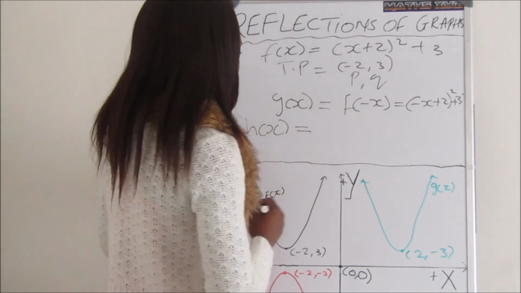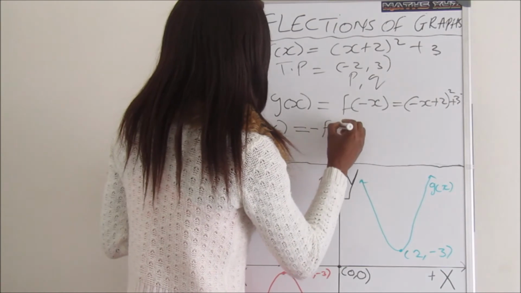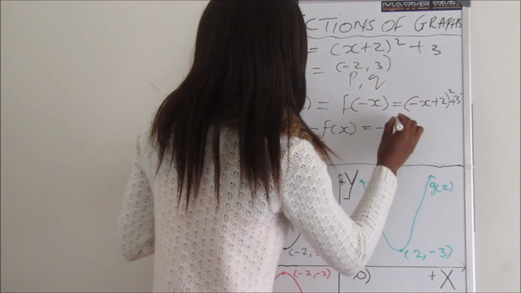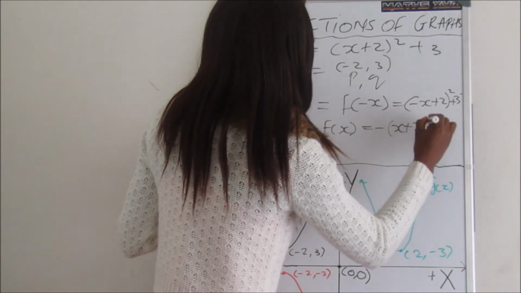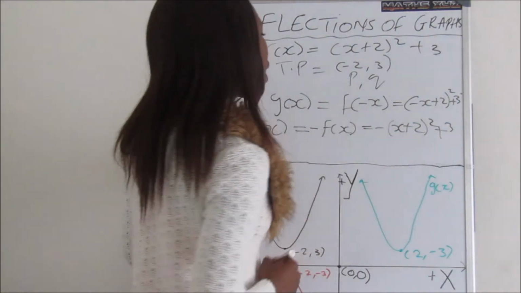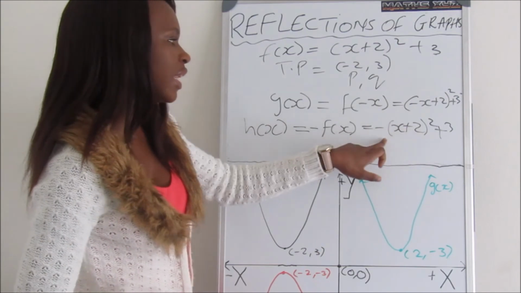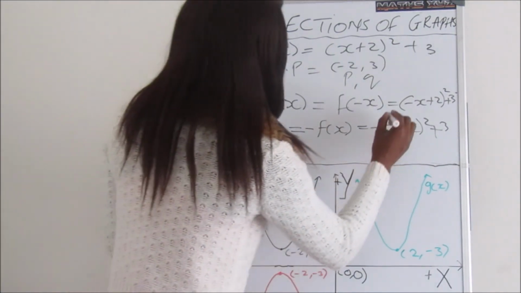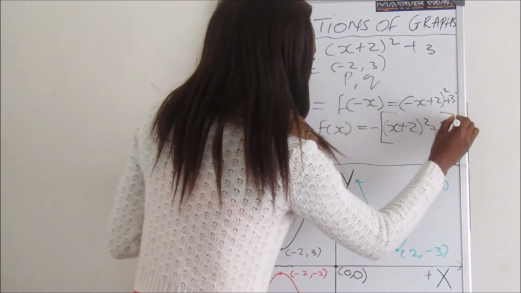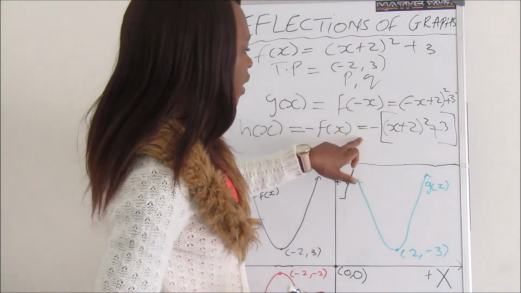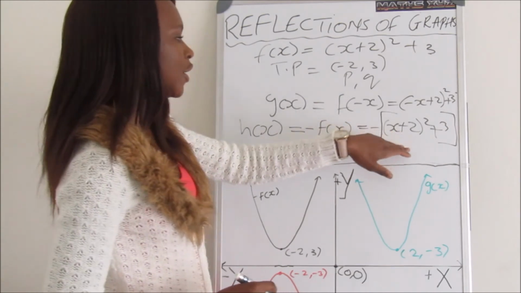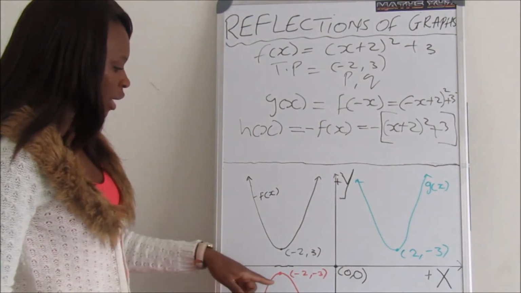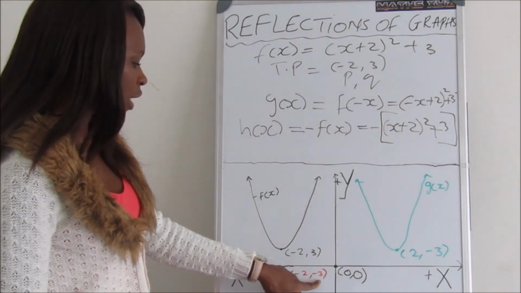Then let's look at another graph, the graph of h at x. The graph of h at x is equal to negative f at x. Then that means that in our equation, what will change? We'll have a negative and then (x plus 2) squared plus 3. Remember that we will have to multiply this negative into the equation. Actually we must have bigger brackets in there. We'll have negative, and this negative has to multiply into the equation. That's why the coordinate of our turning point is equal to (-2, -3).